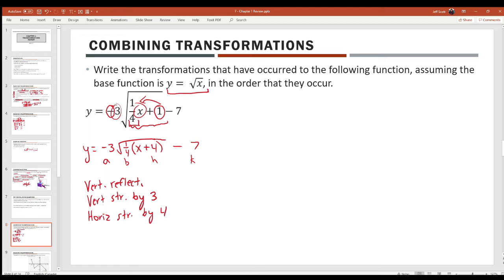Then we can deal with our h and our k. Now since h is technically -4, or if you want to look at this, we have x plus 4, we can say we're moving left 4. And since k is -7, we can say we're going down 7.